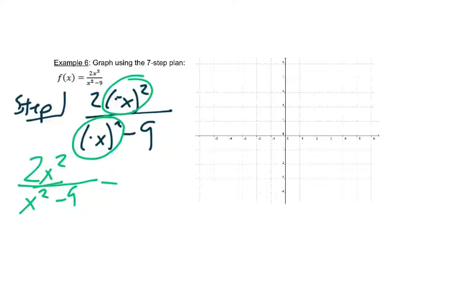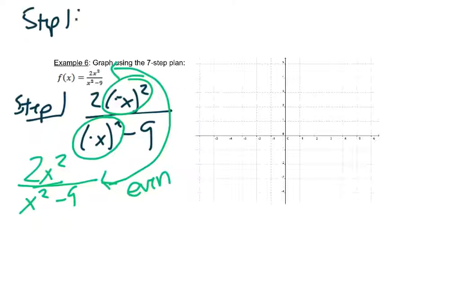And you see how this is the same as this original problem. And that tells us that this graph has an even symmetry. And that means that if you fold it along the y-axis, it'll be the same on the left as on the right.